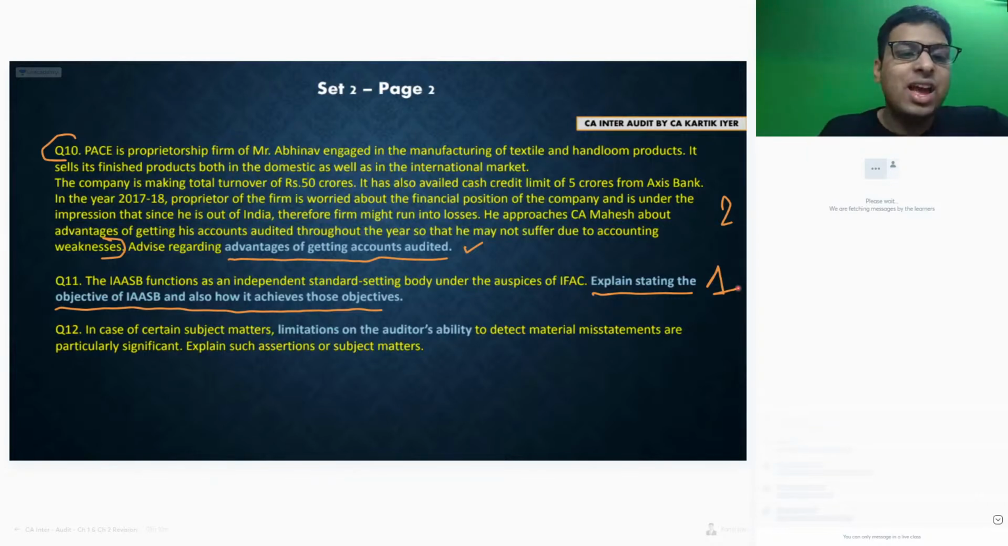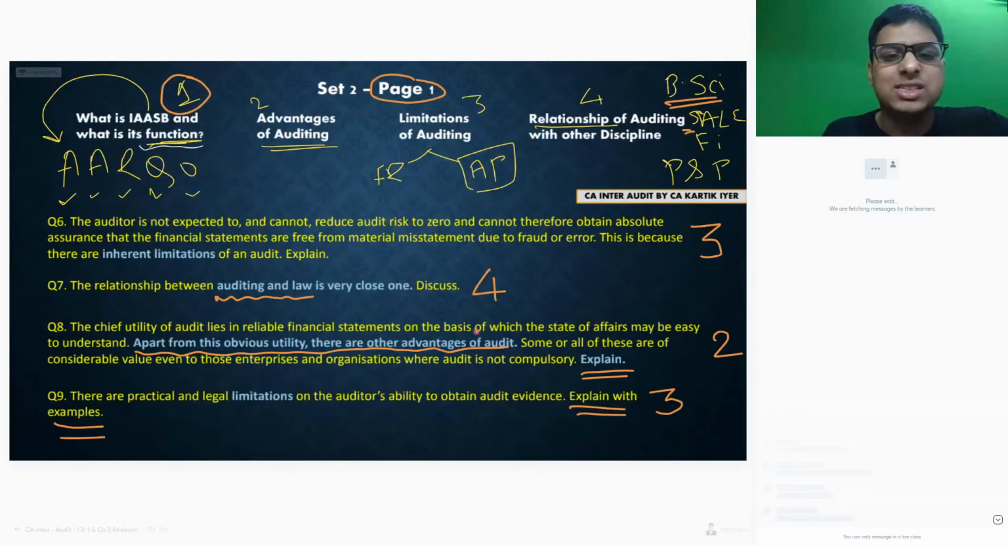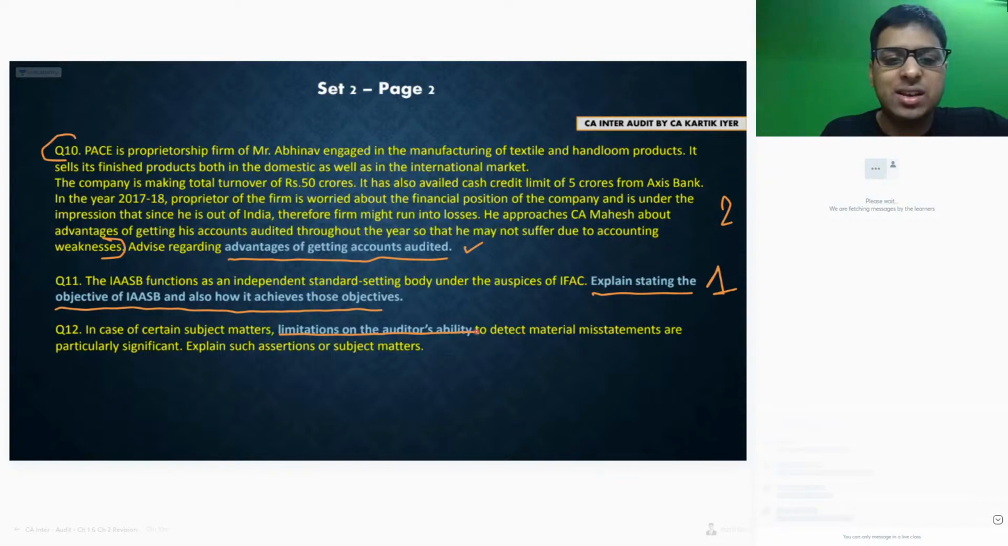Okay, next. In case of certain subject matters, limitations on the auditor's liability. Again, see, limitations. Can you tell me, limitations was which point? Correct. So this is basically your point number 3, answer number 3. Everybody very comfortable, very easy. Set 2 done. Very simple. Extremely comfortable with set 2.